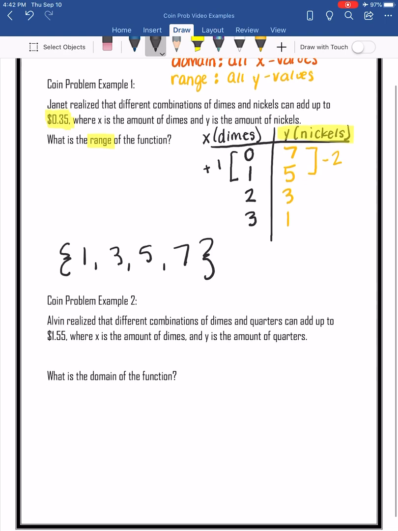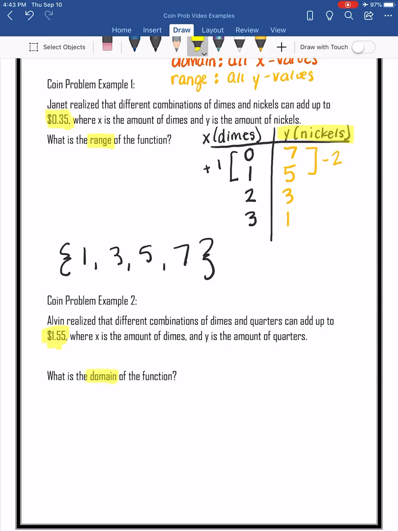Let's go on to example 2. Alvin realized that different combinations of dimes and quarters can add up to $1.55, where X is the amount of dimes and y is the amount of quarters. What is the domain of the function?